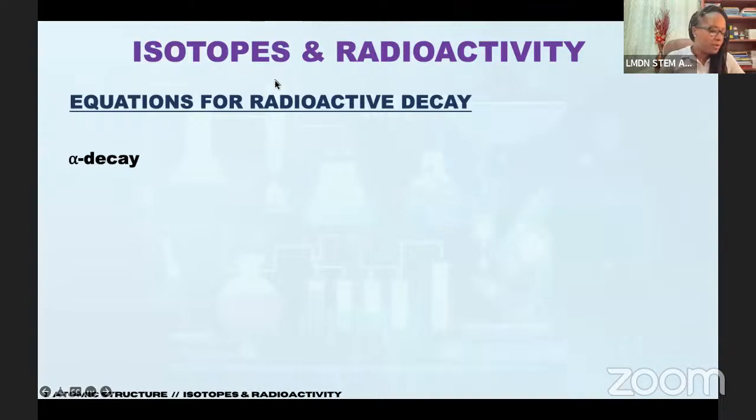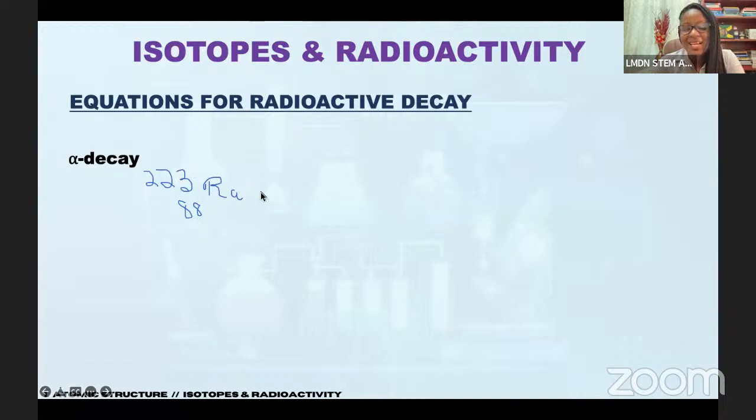So we have an element, radium, which is what we did last time for alpha decay. Let's write that out. For alpha decay, we have 226 as the mass number of radium, and the atomic number is 88, with Ra as the symbol of that element, radium.